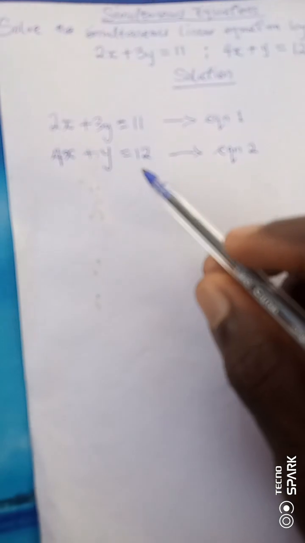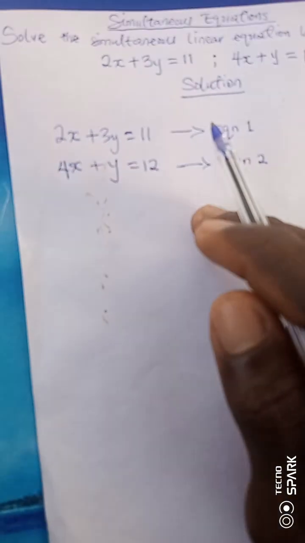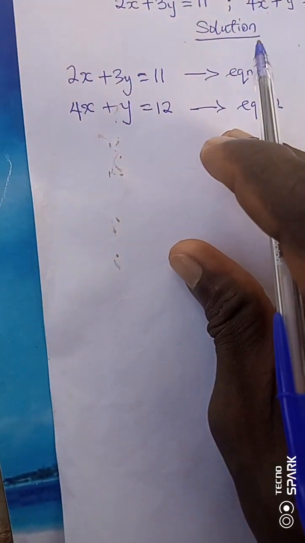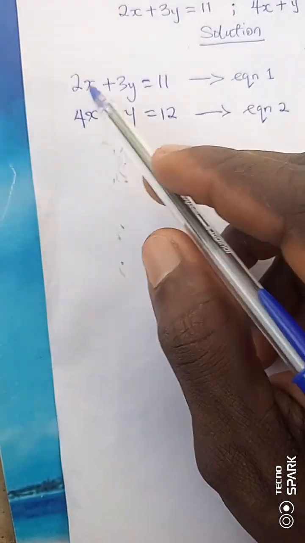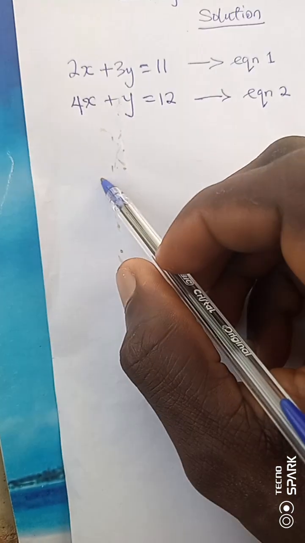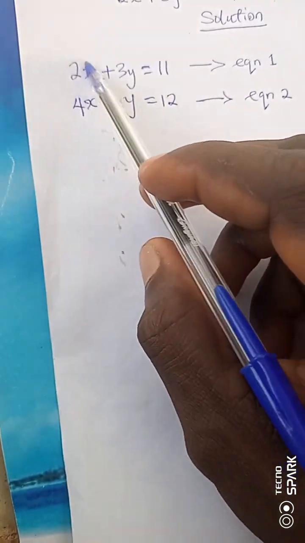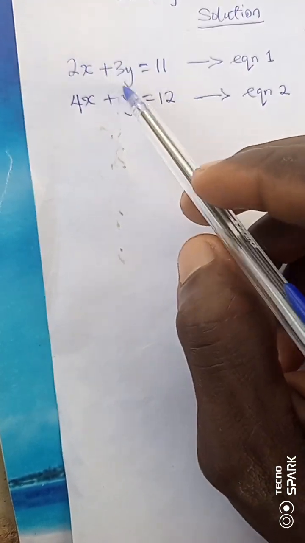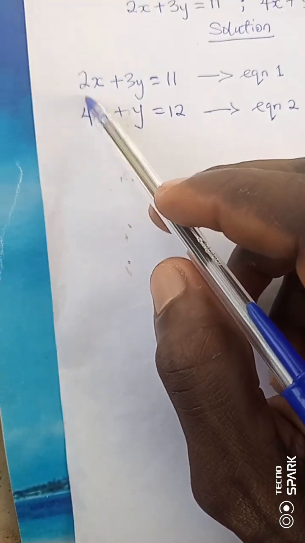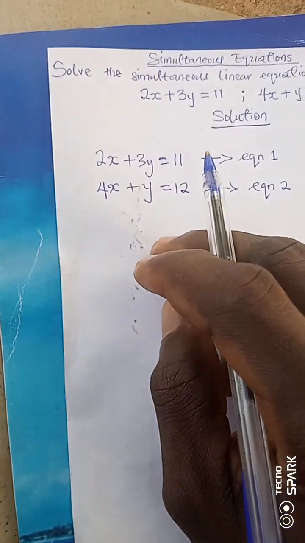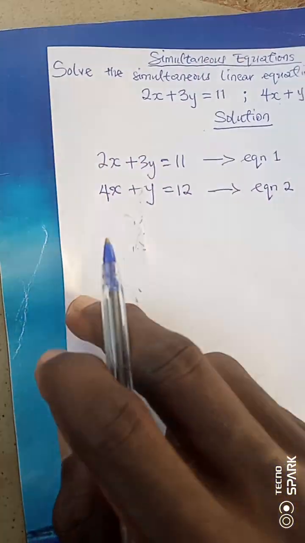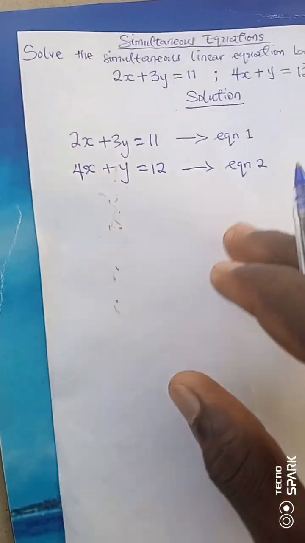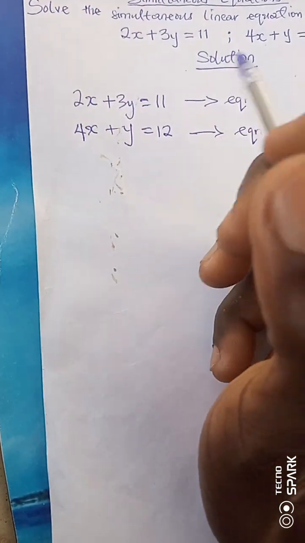So solving simultaneous equation by elimination method, we have to eliminate one of the variables. So that will be eliminate x and look for y, or eliminate y and look for x. Then later on we'll substitute the value of the one we have looked for into equation 1 and get the other value. So this is how we do it. Let's eliminate y. And this is how to eliminate y.